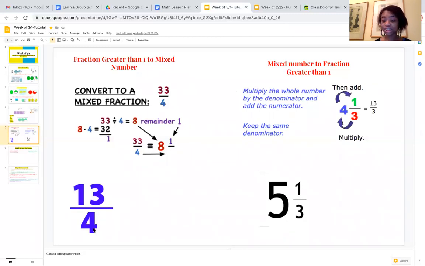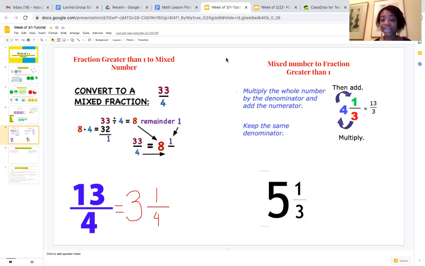So how many times does 4 go into 13? Or what is 13 divided by 4? That's 3. So 3 wholes. The denominator will stay the same. 4 times 3 is 12. 12 plus 1. 1 is the remainder. So 1 becomes our new numerator. So this tells us that 13/4 is the same as 3 1/4.